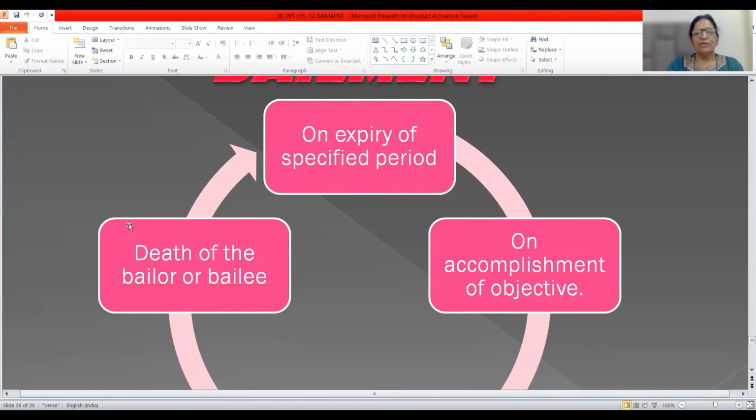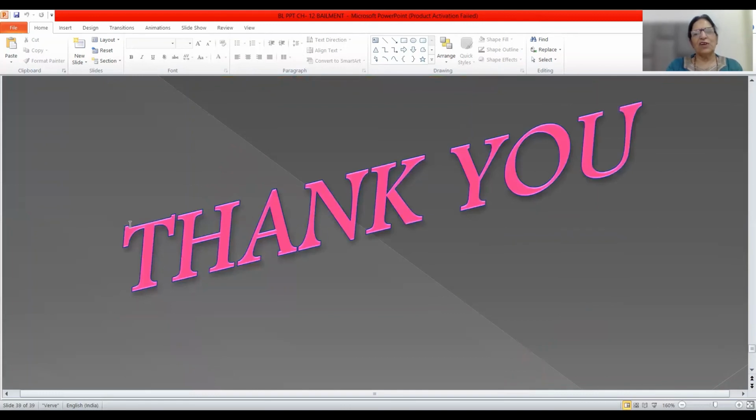Or in case of premature termination of bailment, it can also be terminated before the expiry of the period, because the bailee is not allowed to make unauthorized use of goods. And if he makes it, then the bailor has the right to put an end to the contract of bailment. So friends, there are various cases in which the contract of bailment will come to an end. So friends, it is all about this contract of bailment.